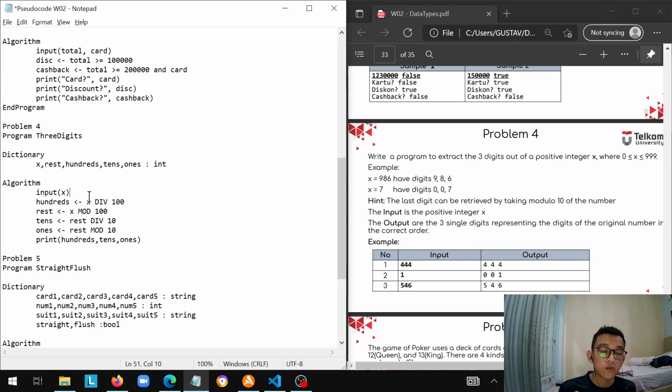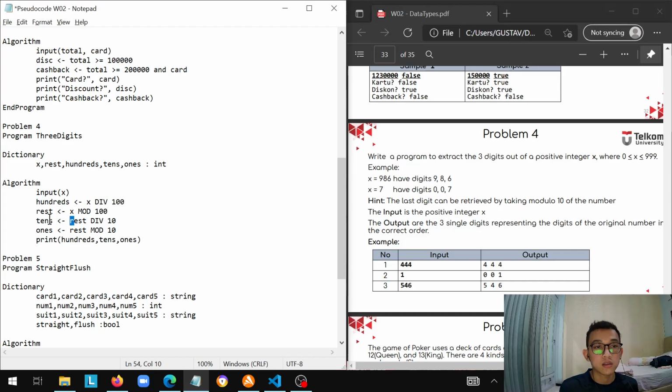The algorithm: we first ask for an input, and then we're going to determine the hundreds of that input, and we use the integer representation here by 100. That's going to determine the hundreds number, and the rest of that we're going to calculate for tens and ones. Now for the rest of that we're going to use modulo. For example, it's 909, right? If you modulo 900, you get 9 as the ones.